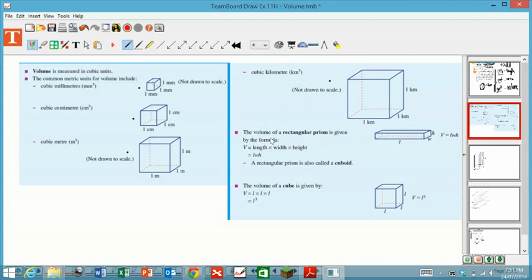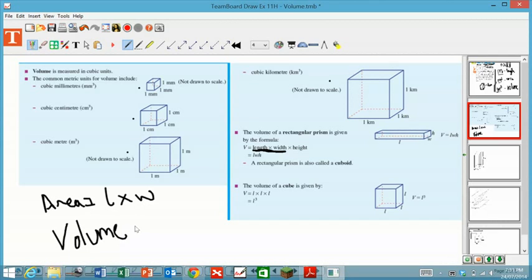Now the volume of a rectangular prism is given by this formula: length by width by height. Now what do you notice here? Length by width. Where have you seen that before? Length by width is how you find area. So to find volume, you are using this formula, length times width.